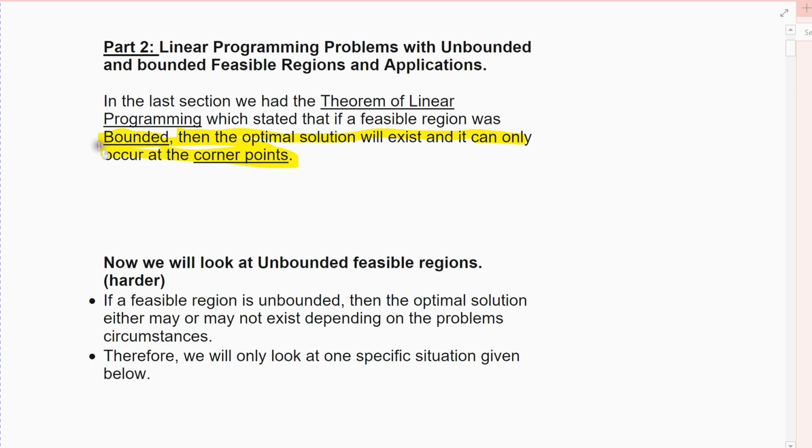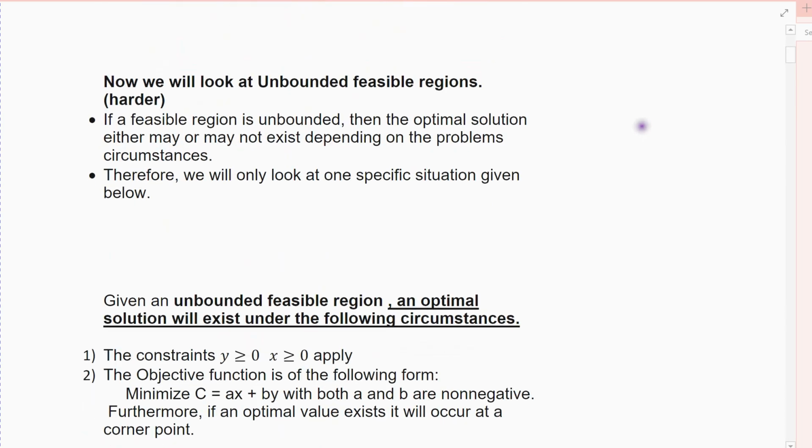Well, as it turns out, unbounded is harder. And if you truly want to do unbounded cases, you actually need calculus. But we can do one simple example without calculus. If we look at an unbounded case, meaning one side of my graph is open, we have one specific situation where we can use the same theorem we had before.